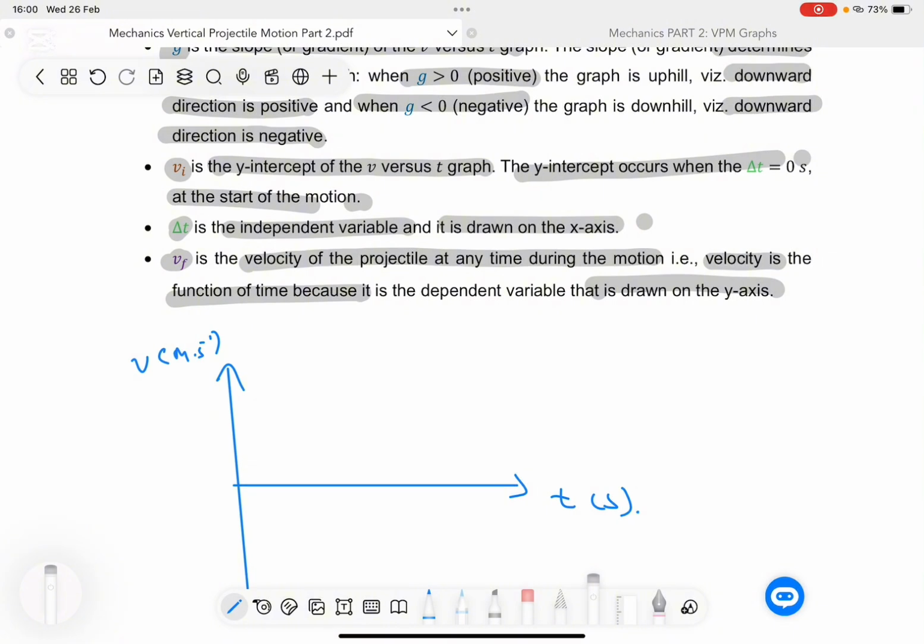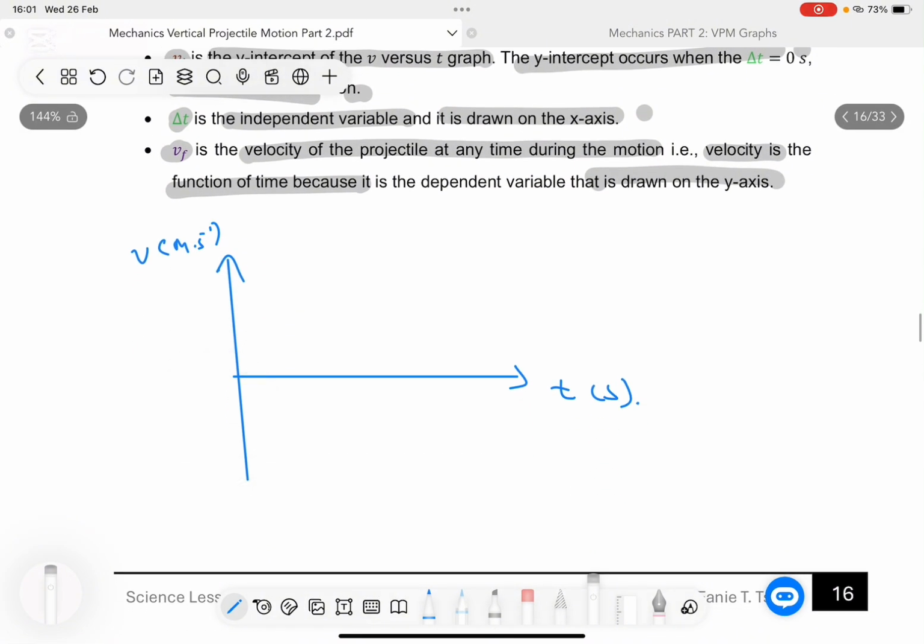And very important, it is the velocity, not the speed. In other words, direction will be reflected when we draw our graph. The values that we read here, the positive values here, will imply a positive direction, and the negative values here below will imply negative directions.